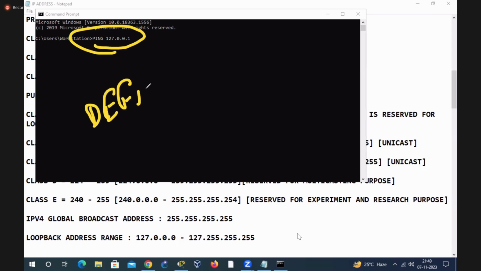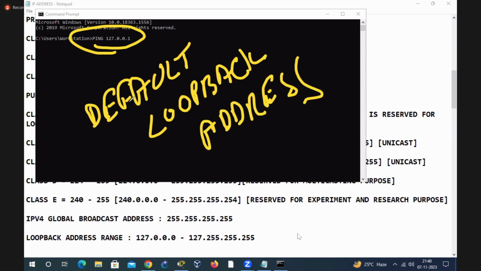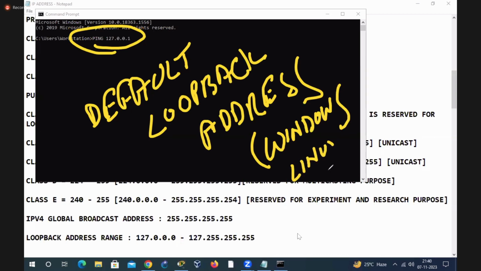This address you are giving here is called the default loopback address. Why do we call it the default loopback address? Because by default, we use it most of the time to perform self-diagnostics, to verify whether our NIC is actually working or not. So this address is called the default loopback address for Windows operating system and Linux as well.